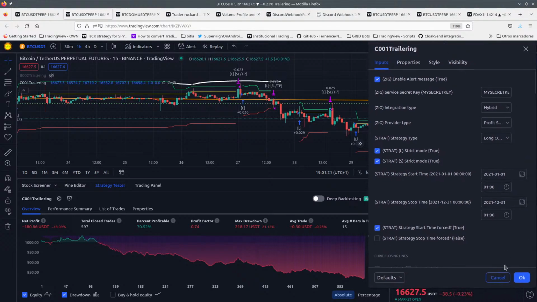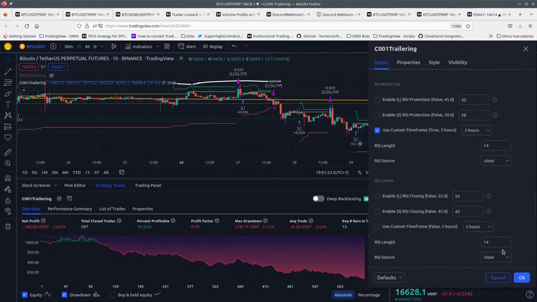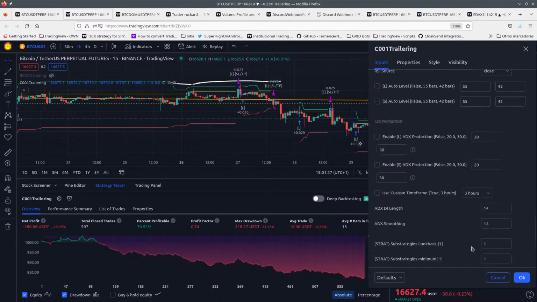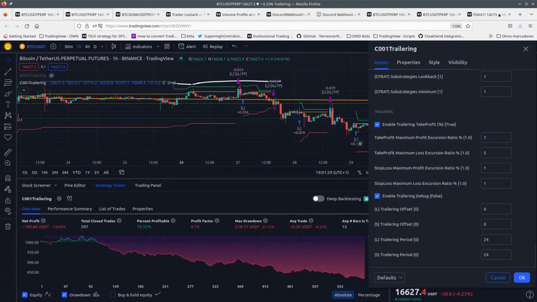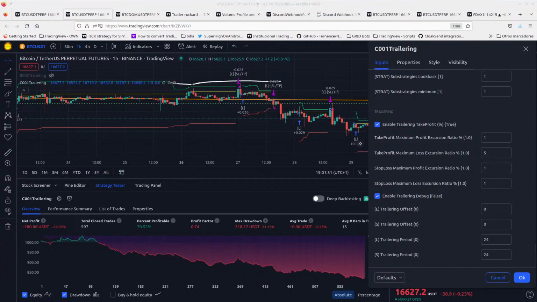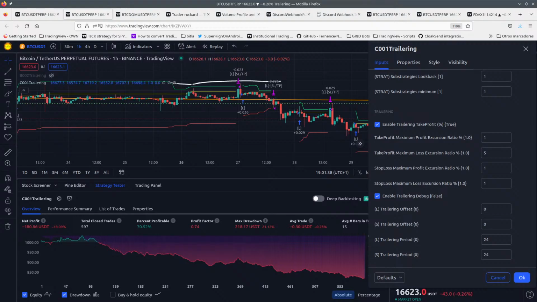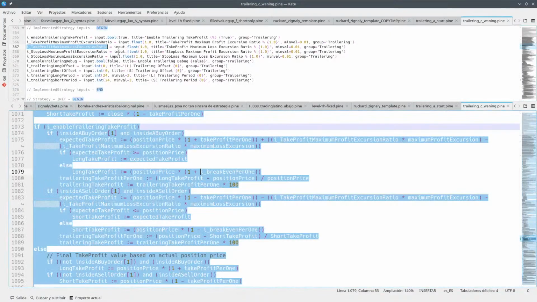Okay, so let me save this 5 stuff in take profit maximum loss excursion ratio. It's going to be 5 because we don't have any better way of backtesting this, otherwise it would be another value.